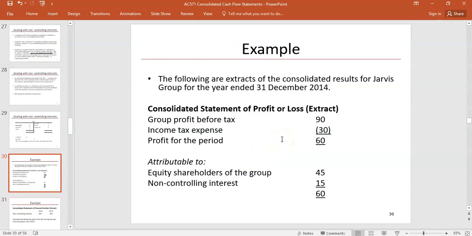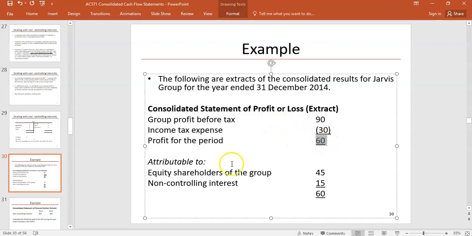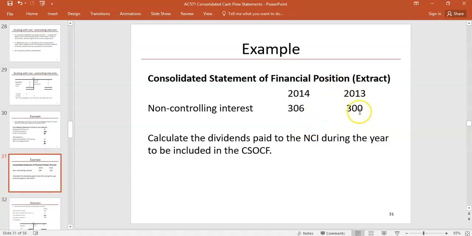So take a small example just to illustrate this. We're just taking a very small extract of the financial statements. You will get full financial statements as you'll see in some of the past exam questions. So here's the group profit for the year 60, of which 15 is attributable to the NCI. And you're also given in the question the opening NCI was 300, the closing NCI is 306. Now for some of you, you won't need to do a T account, you won't need to do any calculations, you'll nearly be able to do it in your head. But when you get to an exam level, it's important to show your workings as well.